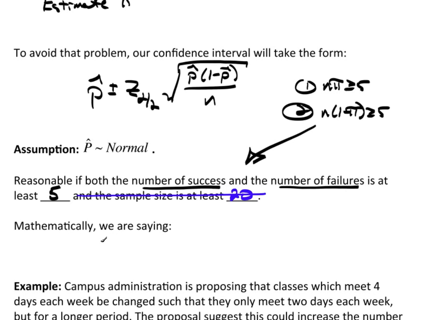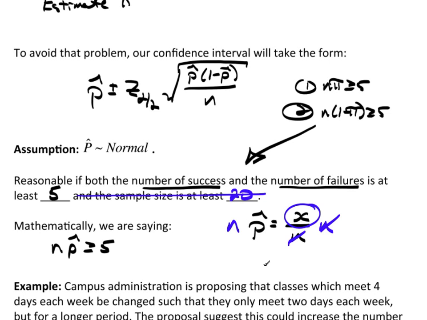Okay, so mathematically, what we're saying is the number of successes, n times p hat, has to be at least 5. Well, why is that the number of successes? Well, if we think of a sample proportion as being x over n, where x is like a binomial random variable, in that it has a number of successes. If you're looking at a proportion of males, x would be the number of males. If I take p hat and I multiply it by n, on this side the n's going to cancel out, and all I have left is the x, the number of successes.